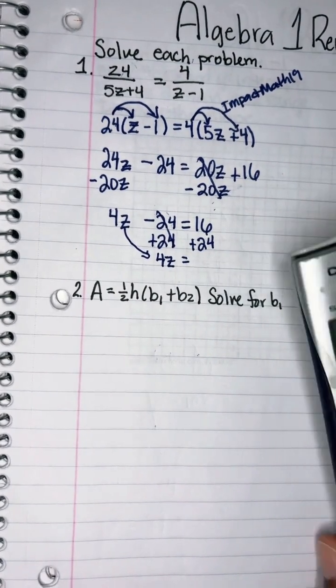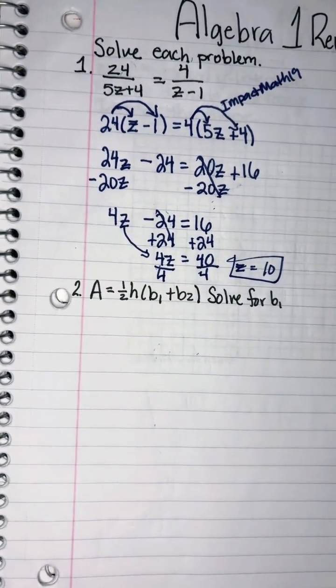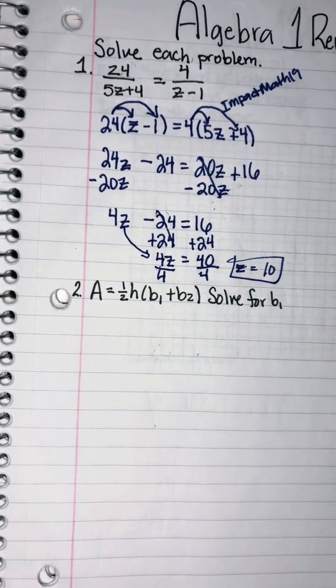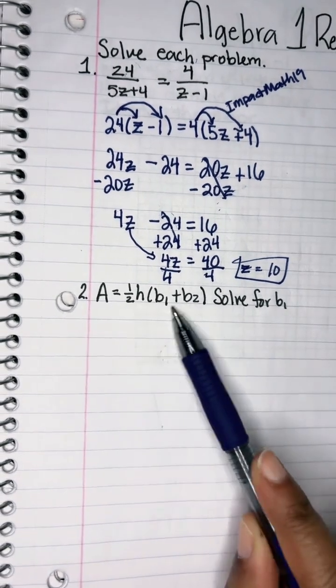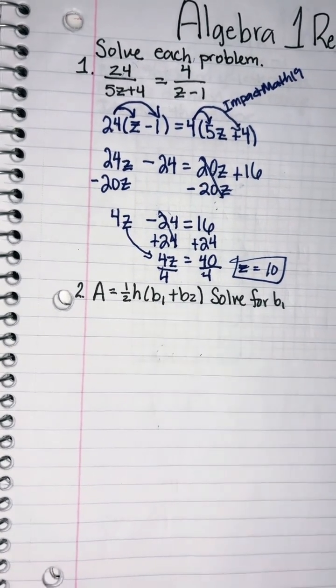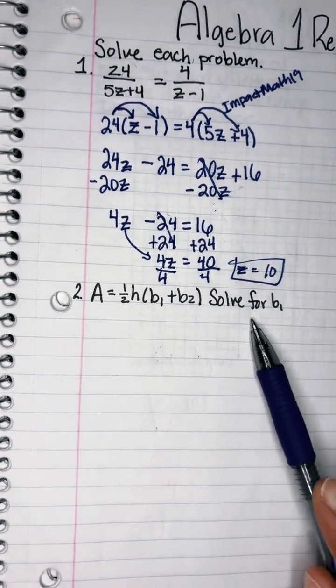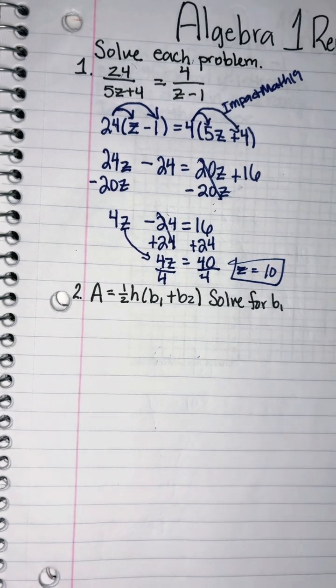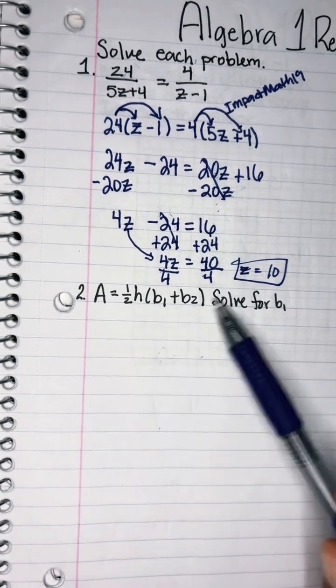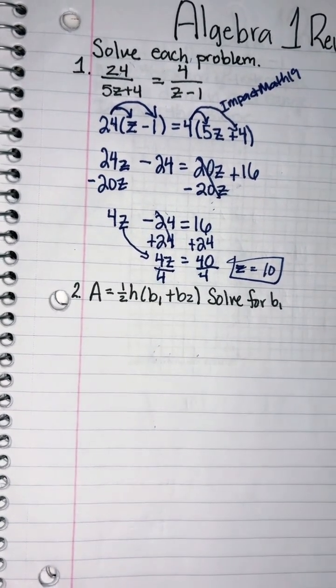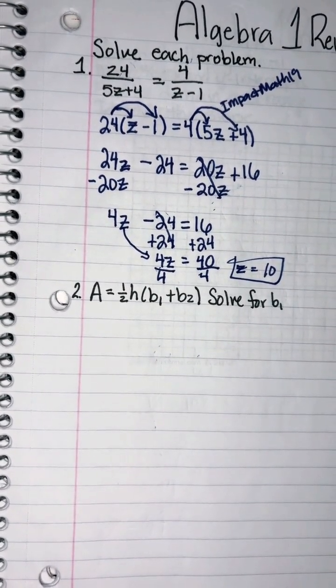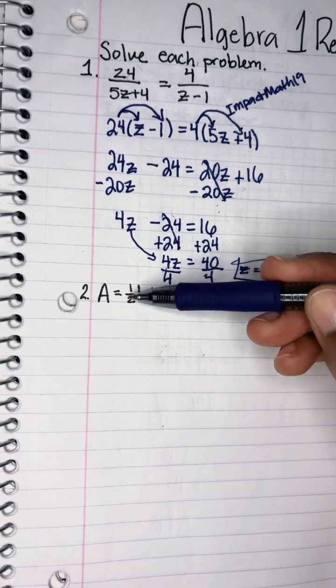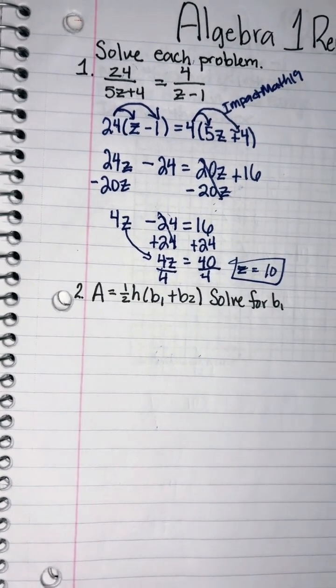And then 16. This next one is going to be a pain because literal equations give everybody a headache. Yes, they do. So we're going to take this trapezoid area problem and we're going to solve this for B1. So that means we have to get everything else that's not B1 to the other side. Now, what we want to start is by getting rid of this 2 that's in the denominator.